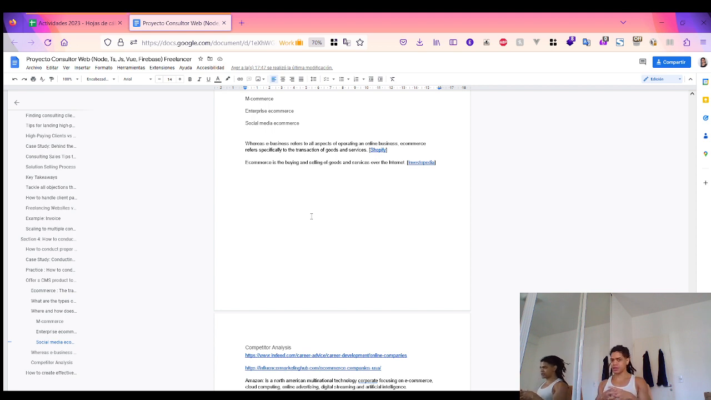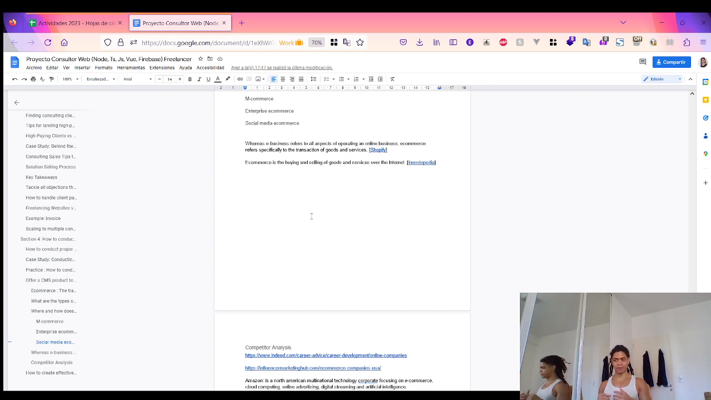This is your bustling city center or your brick and mortar shop converting to zeros and ones on the internet superhighway. So Shopify mentioned that whether e-business refers to all aspects of operating an online business, e-commerce specifically refers to the transaction of goods and services on the internet. So how can it be done?